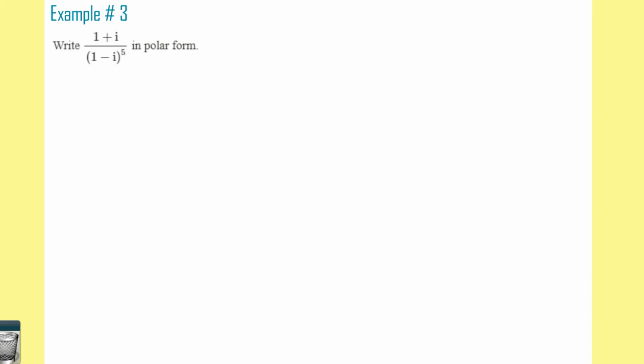Okay, so here we want to write it in polar form. The first thing I would do is convert the top and the bottom to polar form. So 1 plus i into polar form, you should get the modulus to be the square root of 2, and you should get the angle to be pi over 4. And so the numerator is going to be square root of 2 cis pi over 4.